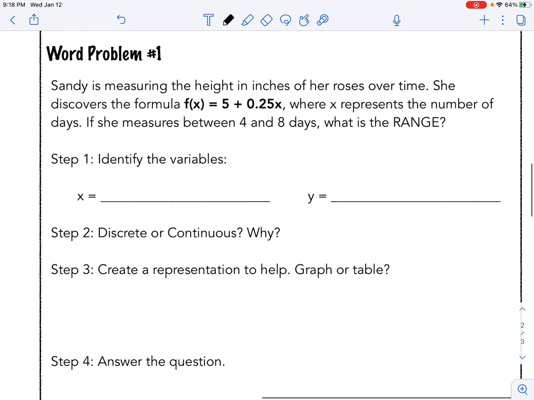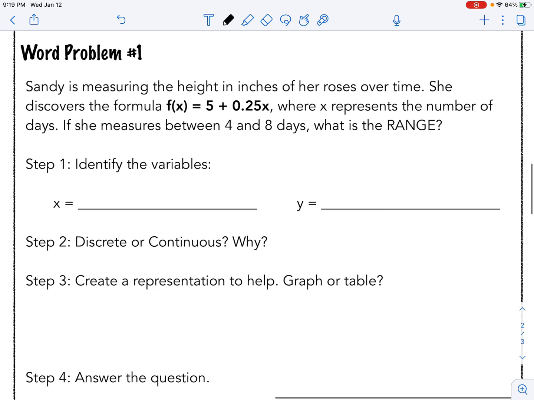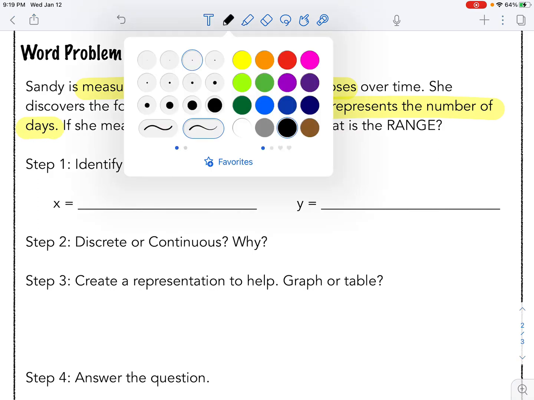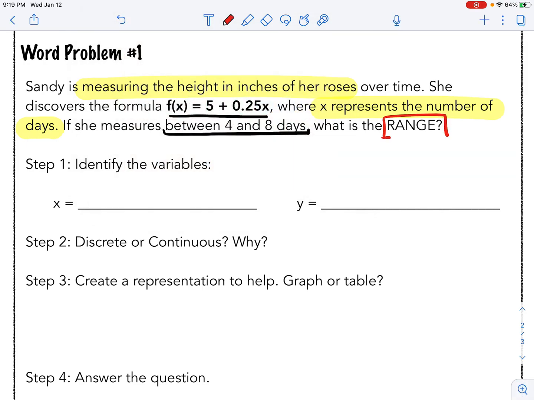Okay, so if we put this into practice with a word problem, let's go ahead and underline some things that are important. First of all, I see that Sandy is measuring the height in inches of her roses. This is important. She discovers this formula. That's nice. And X represents the number of days. She's going to measure between 4 and 8 days. And they're asking what is the range. Because 4 and 8 days is the domain.